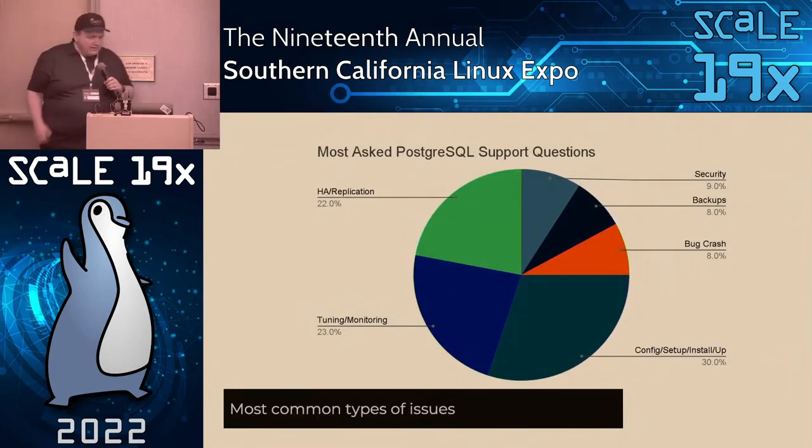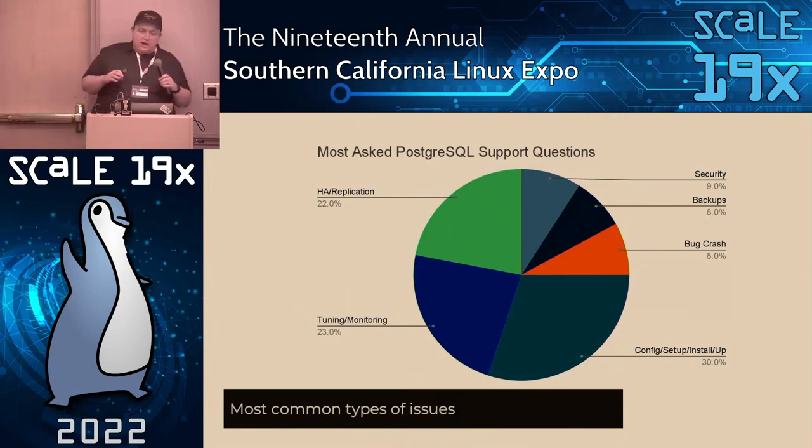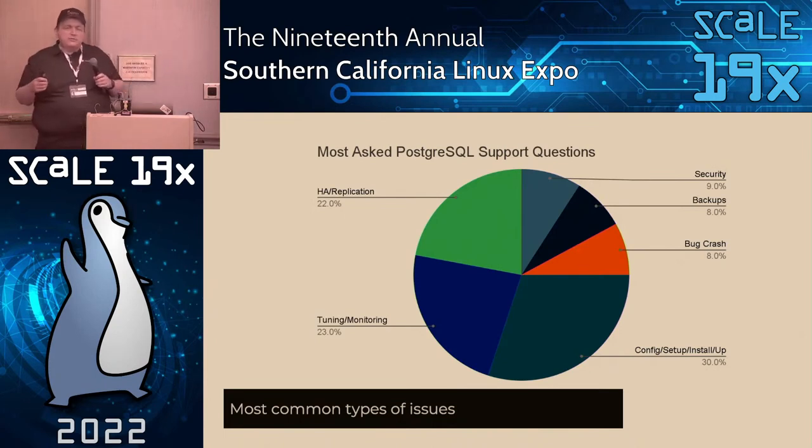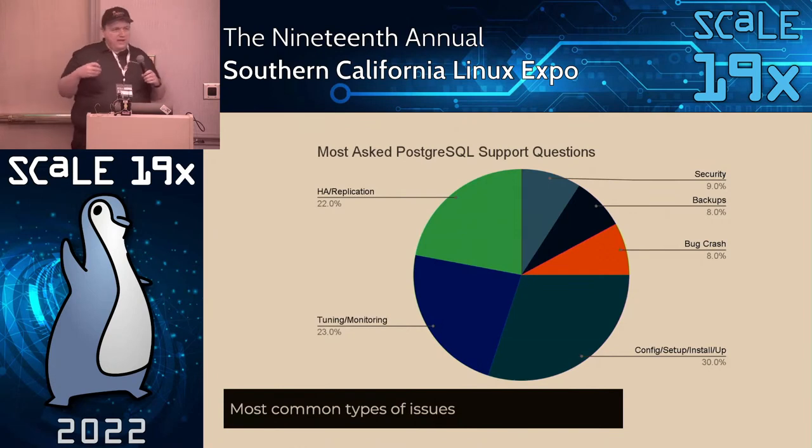What's interesting about this is we see that a lot of issues are really in the config, setup, install, tuning, monitoring, and the HA replication space. You have a little bit of security, a little bit of backup, a little bit of bug crashes. But a lot of times when you think of a support type of an engagement, you're thinking of the software doesn't work. Well, thankfully Postgres is very stable, so there aren't a ton of bugs. But we do see a lot of people who just don't understand the nuances, how to configure, how to tune, how to set these things up.